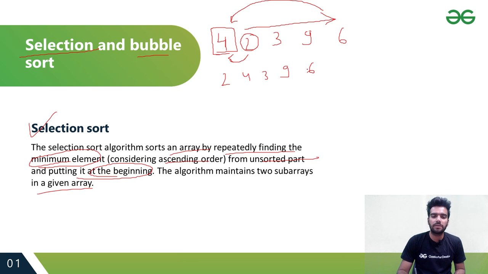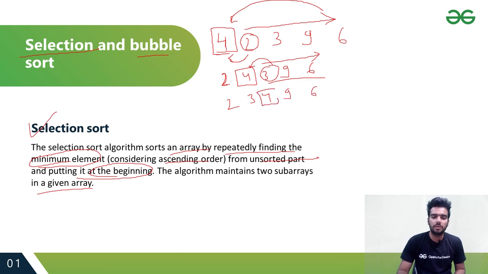2, 4, 3, 9, 6. This will be the array after the first iteration. Now in this case, it will consider 4, the second element, as the minimum element, and it will search for the minimum element in the remaining part. After searching, it found that 3 is the minimum element in this part, so it will swap it with 4. So 2, 3, 4, 9, 6.